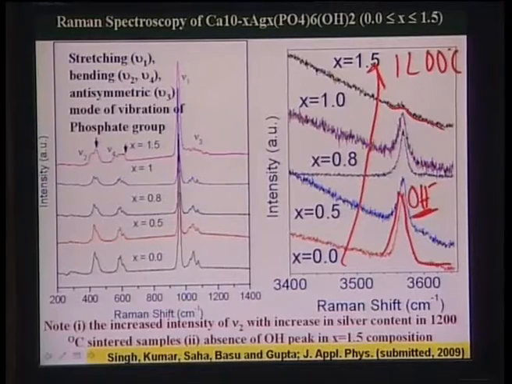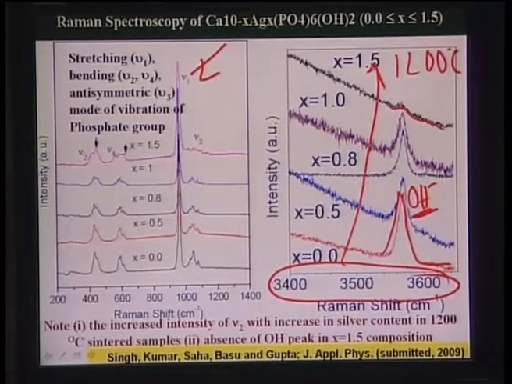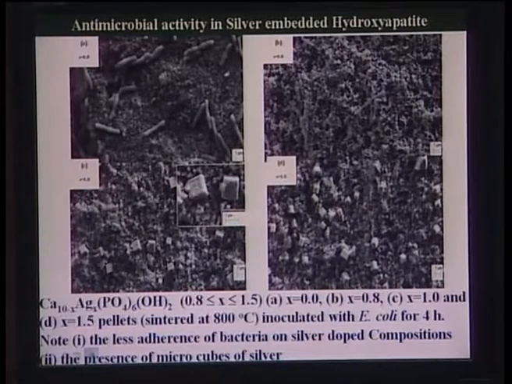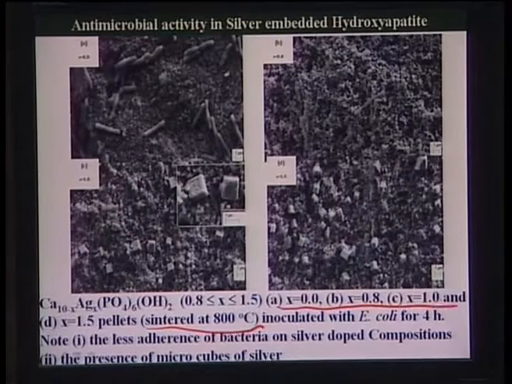If you see the peaks here in this hydroxyapatite lattice, these are observed at a relatively higher Raman shift, like the 3400 to 3600 region. Now, this antimicrobial property, as I said, we first checked using E. coli bacteria. These are the materials which were sintered at 800 degrees Celsius, where the substitution level was varied between x equal to 0.0 and x equal to 1.5.